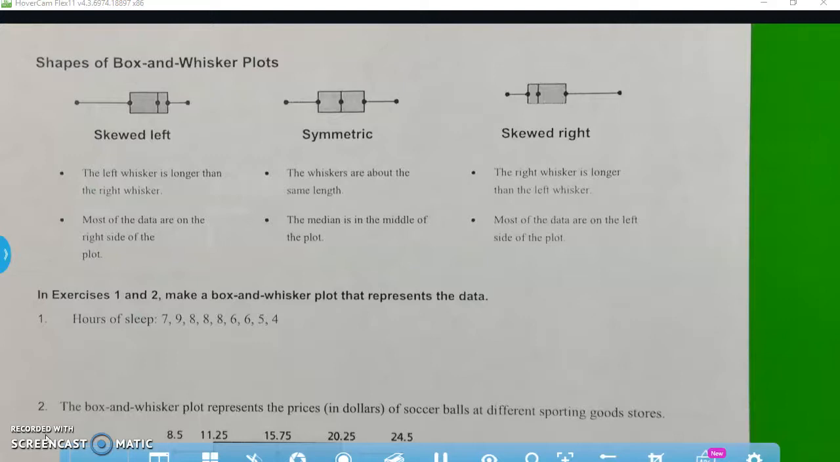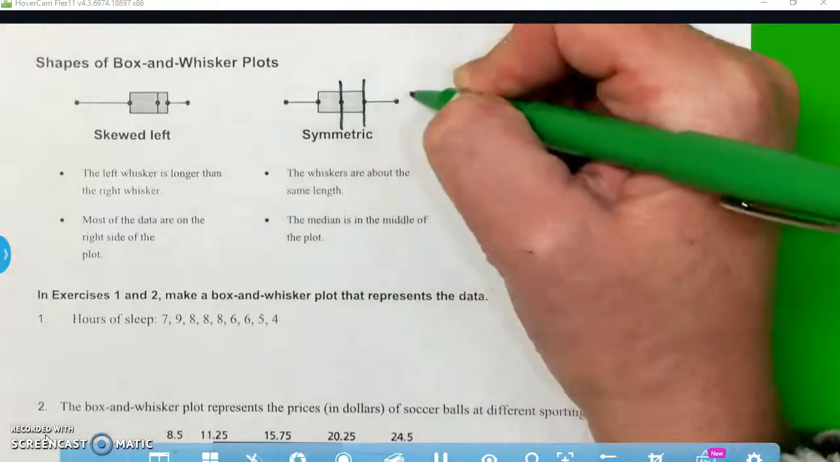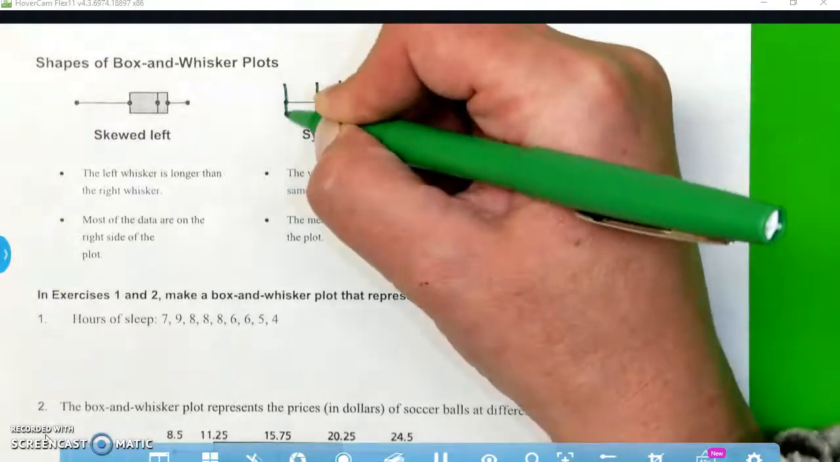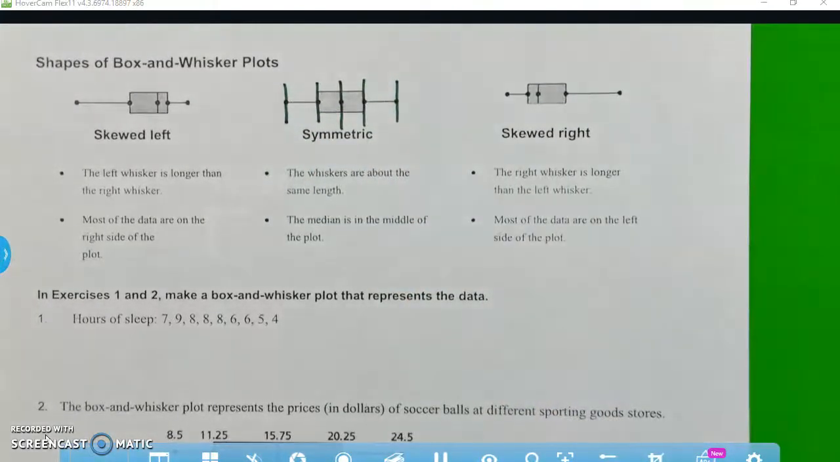So hopefully you guys are seeing how the symmetric type of graph truly fits our understanding of symmetry from earlier grades. So symmetric shape is the shape that you can fold in half and both halves would be identical. So when we look at this box and whisker plot, we can see that whiskers are about the same length and the median, the middle of our data, is truly sitting in the middle.